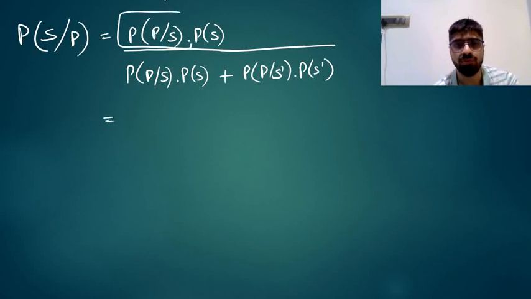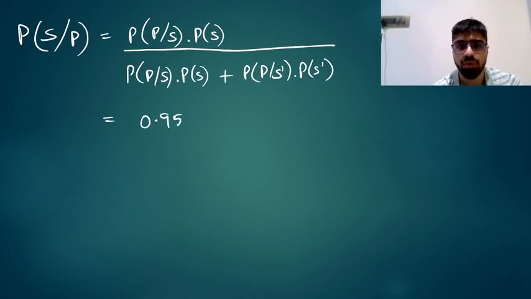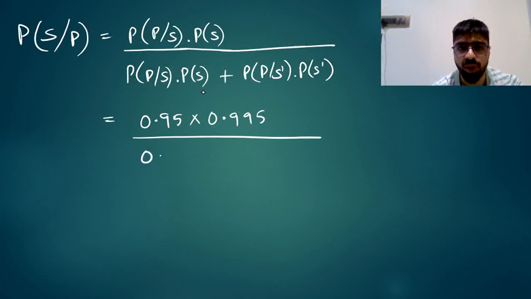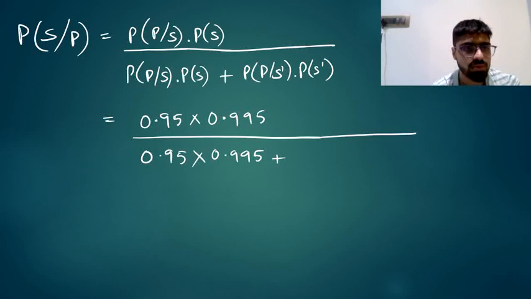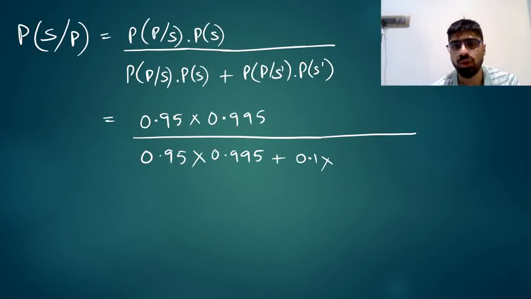So this will be P of P given S. We need to check the values now. P of P given S is 0.95, into P of S, which is 0.995. The whole thing is divided by P of P given S, which is 0.95, into P of S, which is 0.995, plus P of P given S complement, which is 0.1, into P of S complement being 0.005.